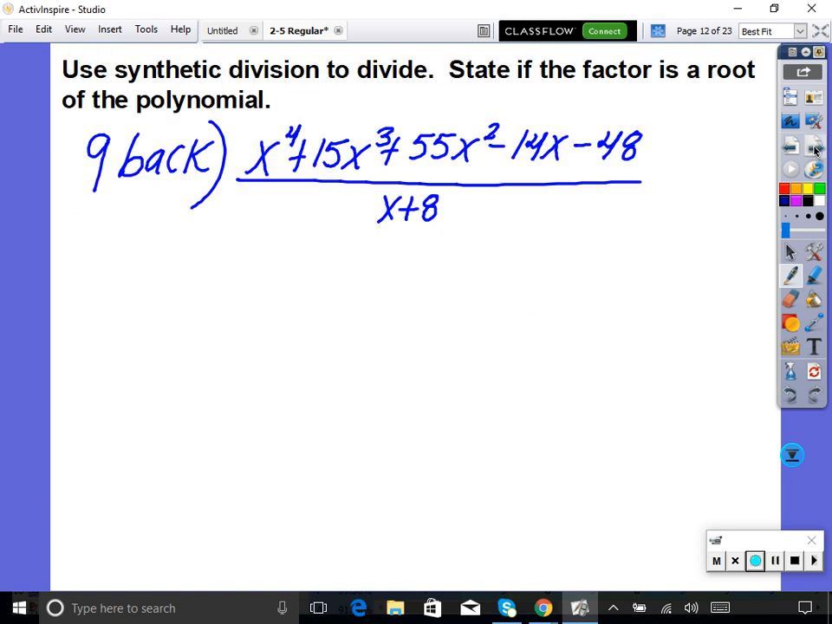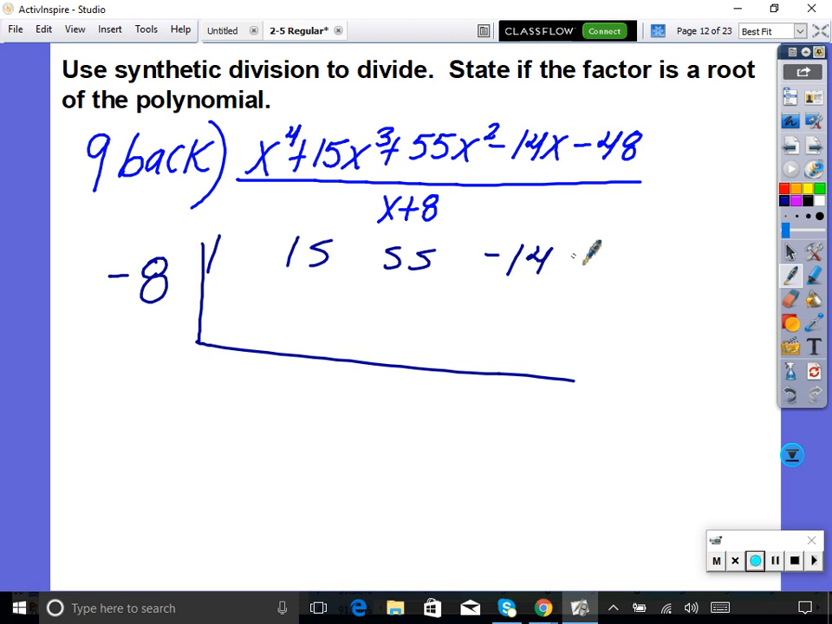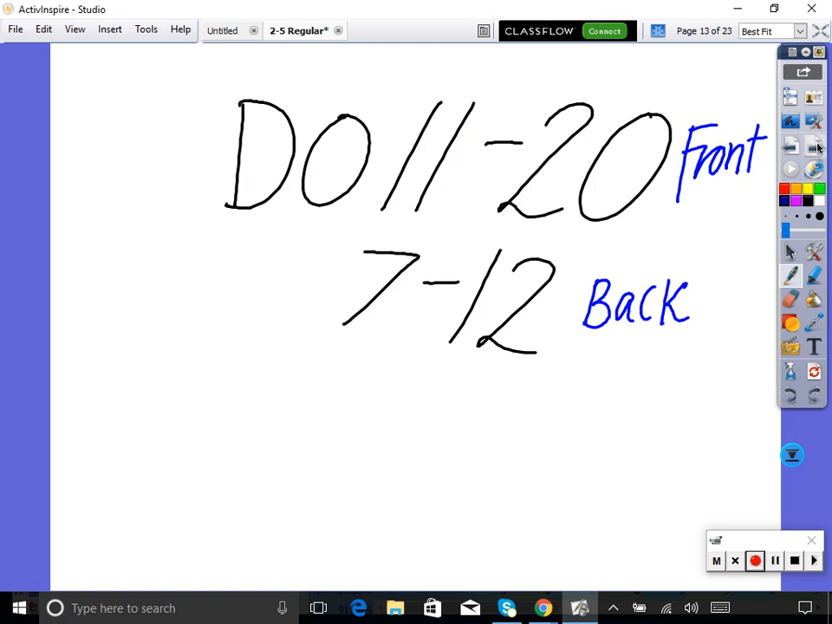Okay, awesome. Look at the back. So we're not going to go through this one because I think you can do it by yourself. But isn't it the same thing? How would I set up my synthetic division? Negative 8, wouldn't I? Negative 8, right? You mess up and put 8, you're going to get it wrong. All good? And then you'd put in 1, 15, 55, negative 14, negative 48, and you just go like a maniac. Okay.